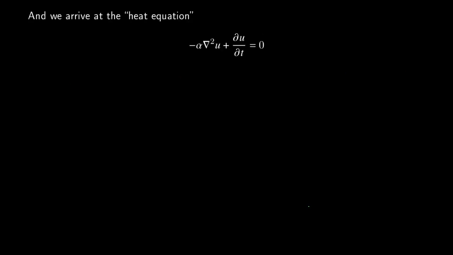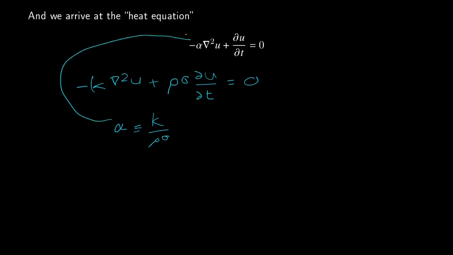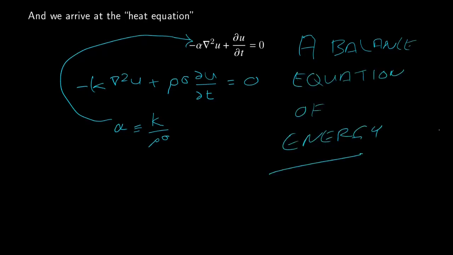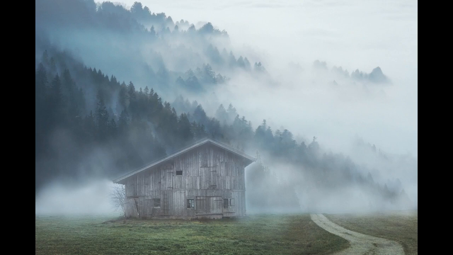Now the final form is just about combining the material constants. When we combine K, rho and sigma like this, we get alpha, which is called thermal diffusivity. Finally, now we have the heat equation as a balance equation of energy. So now we conclude the derivation.